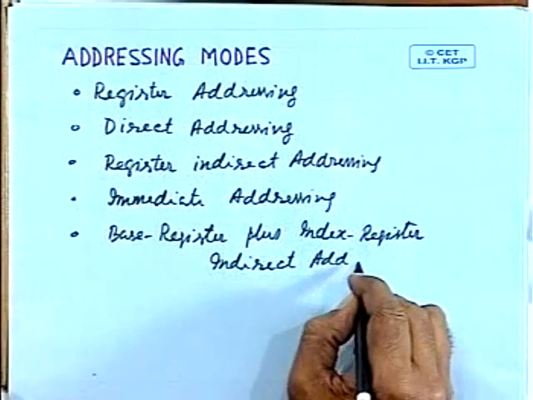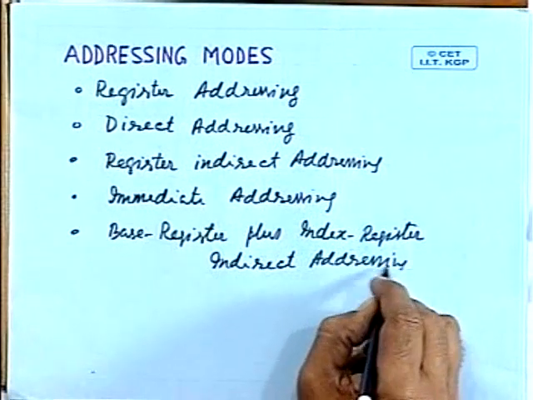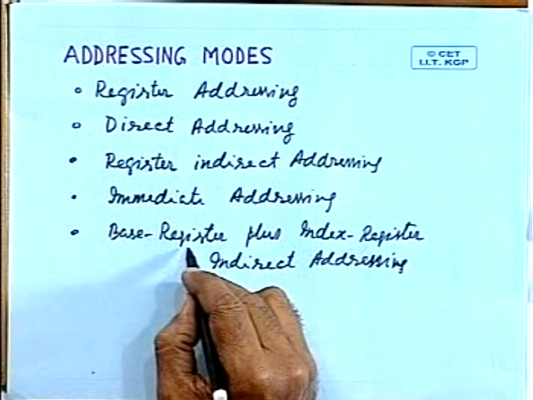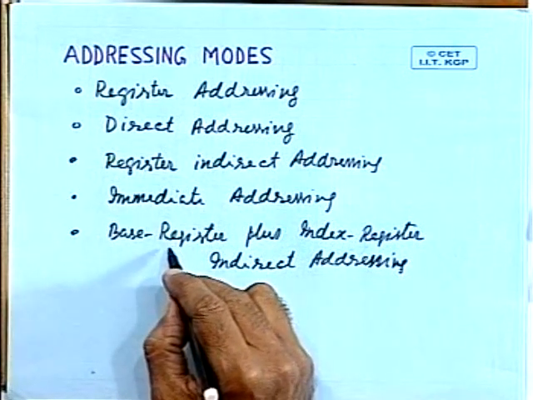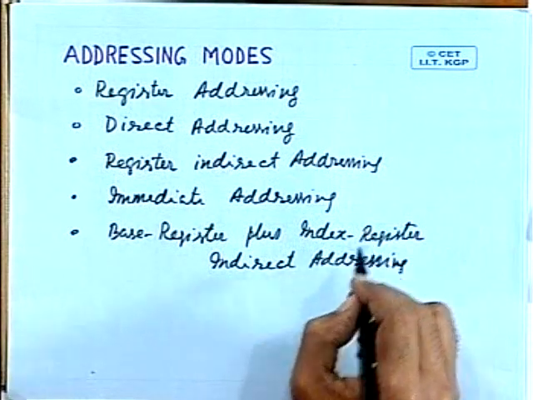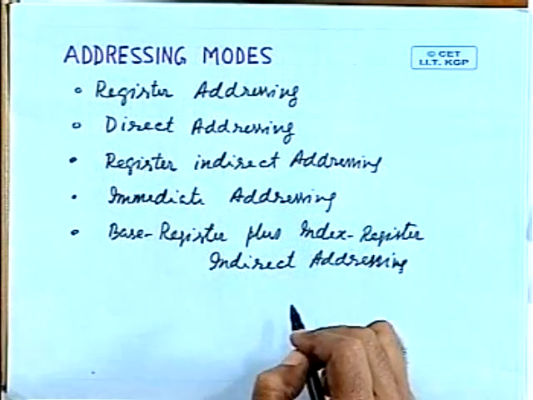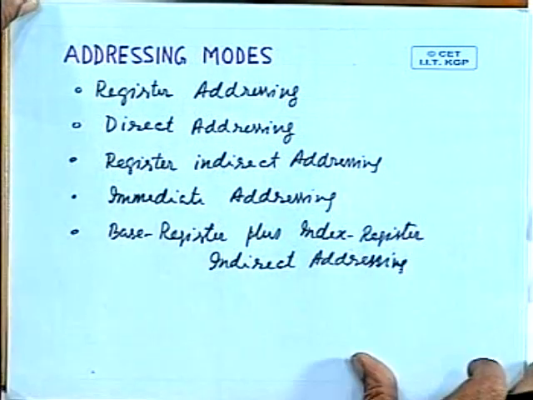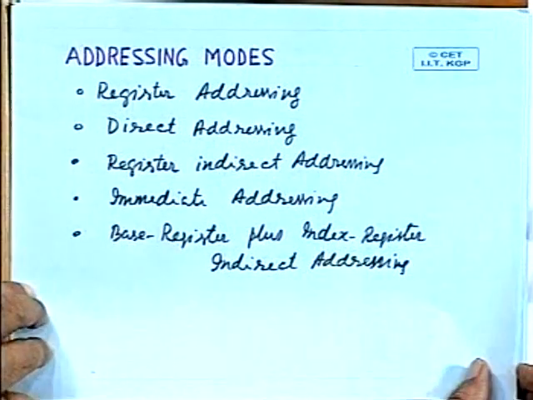So you can see here in this case you are using a base register. The content of the base register is added with the content of the index register, and then that provides the indirect address. So these are the 5 addressing modes supported by 8051. Let us consider in detail each of them.